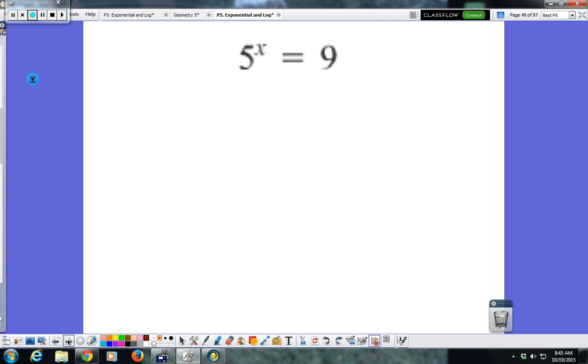Here's how you find it. Step number 1, clean up all you can. You cannot move the 5 over because, again, if you move the 5 over, x is floating in the air, and I have no idea what to do when x is just floating in the air. So let's do this. Change forms.